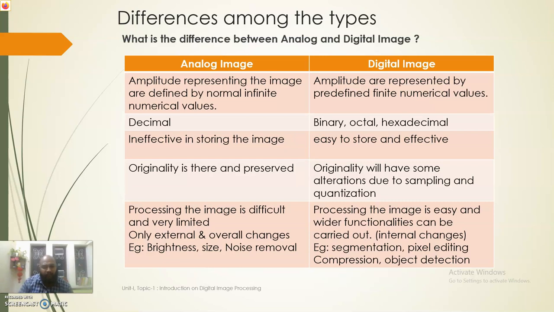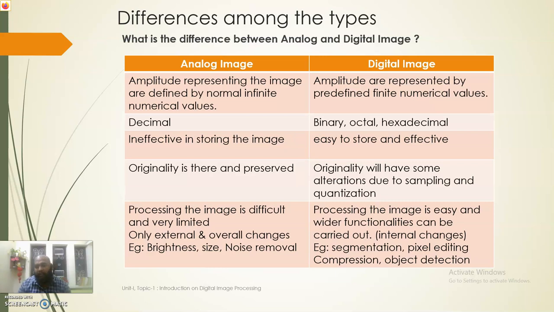By defining through finite numerical values, the digital image is very easy to store and very effective, whereas the analog image is ineffective in storing. But in the analog image, the originality is there, whereas in the digital image we are losing the originality, that is due to sampling and quantization.